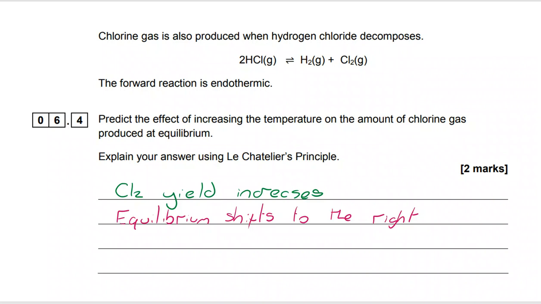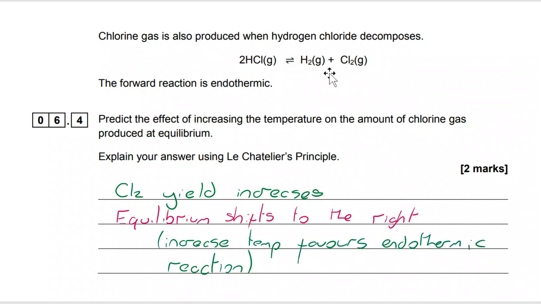And it's shifted to the right because increasing temperature always favours the endothermic reaction. If I increase the temperature on the system where the reaction is taking place, and the system wants to oppose it by bringing the temperature down, it's going to favour the reaction that takes heat energy from the surroundings. So increase will always favour endo, decrease will always favour exo.